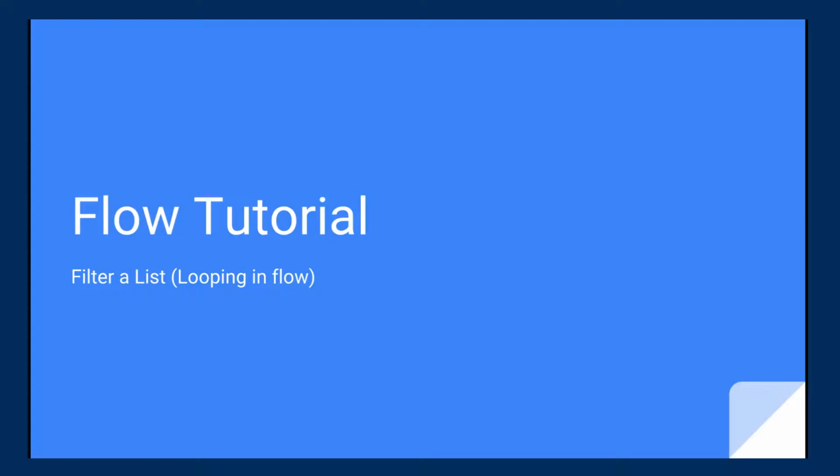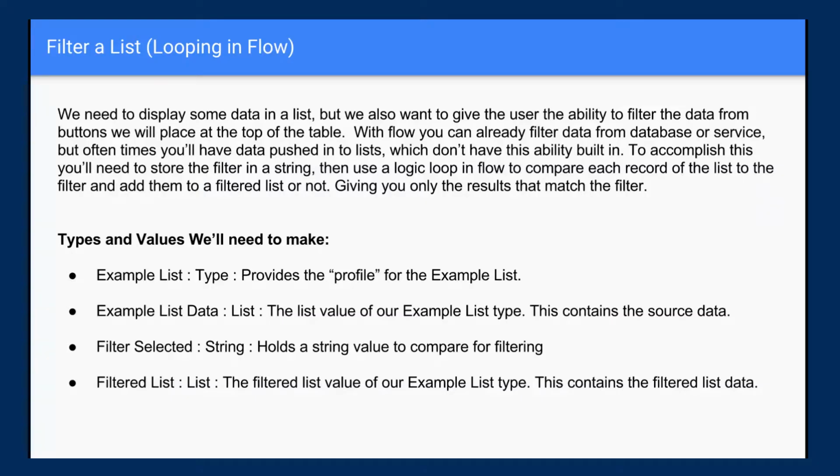Hello, today we're going to be going over how to create a filtered list in Flow, which will use a looping architecture. So first thing we're going to need to do is figure out what we need to build. In this case, we're going to be building a sample data list, but we also want to give the users the ability to filter that data from buttons.